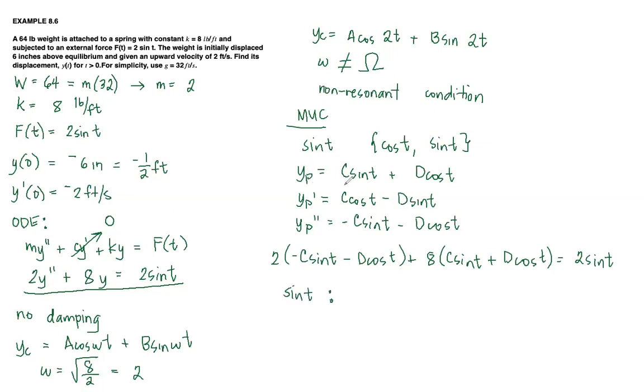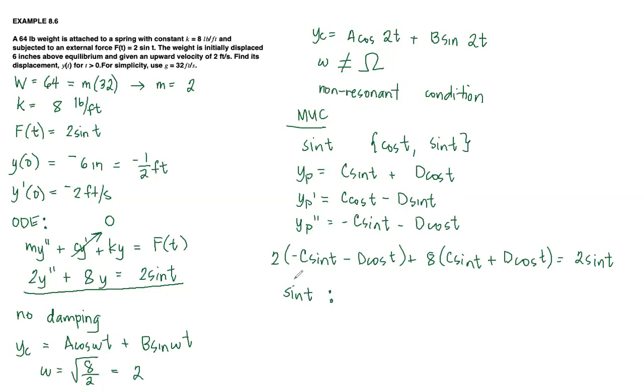After that, we compare like terms. As you can see, we did not do the checking with YC because technically we already did that earlier, which is why we concluded the non-resonant condition. But to complete MUC, this is a trial first, and then we compare it with YC, and if there is duplication, we multiply YP by the lowest power of t to remove the duplication. Anyway, going back, we compare like terms.